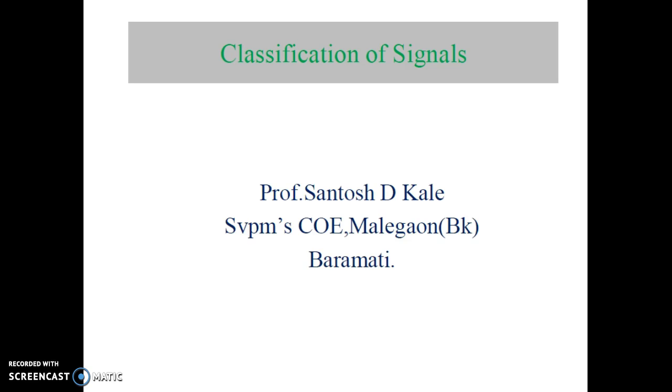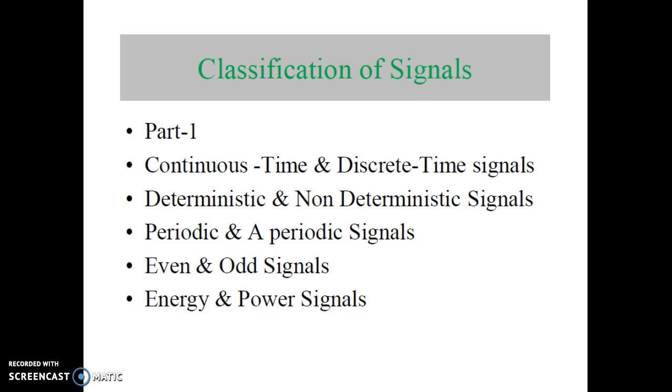Today we will discuss classification of signals. We know that signals can be classified into different types. First, continuous time and discrete time signal. Second, deterministic and non-deterministic signal. Third, periodic and aperiodic signals, even and odd signals, and energy and power signals.